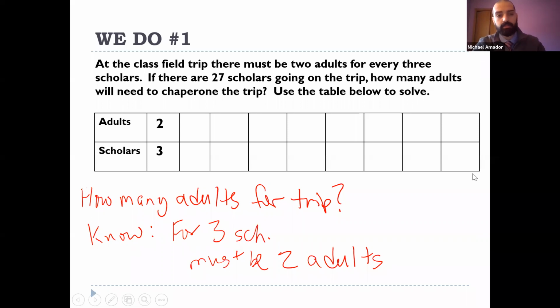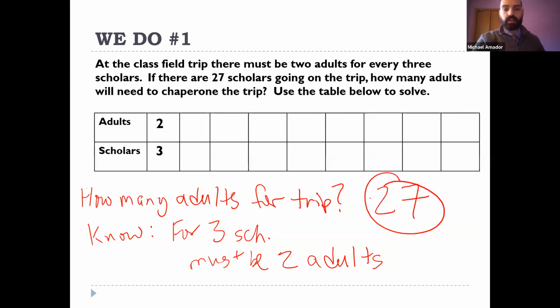Now, Joseph had the excellent point that we are basically using skip counting, to skip count up from 3 all the way up to 27, because our goal is to find how many adults are needed for 27 scholars. That's what we want to get to.